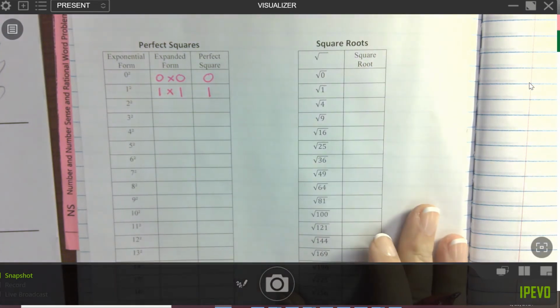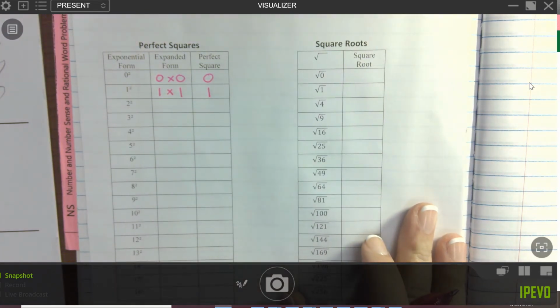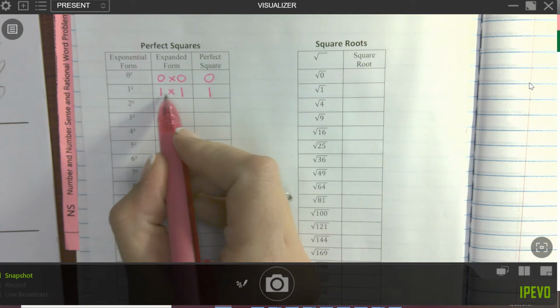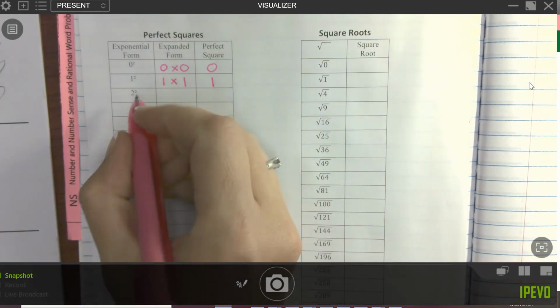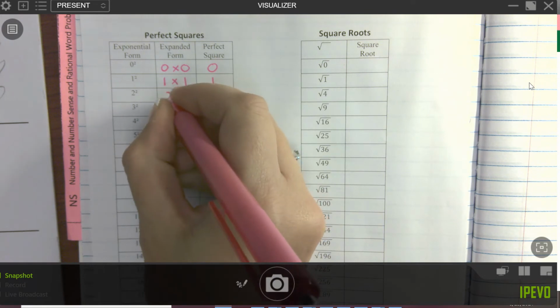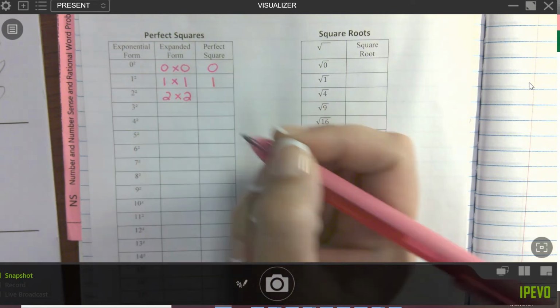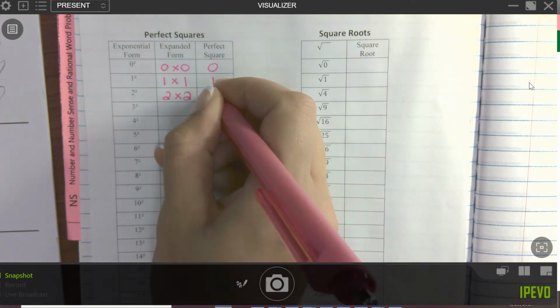So for the first couple examples, we have numbers where it's kind of the same number all the way across. Now it's going to start to vary a little bit. So 2 squared would mean 2 times 2, which of course when I do the math would be 4.